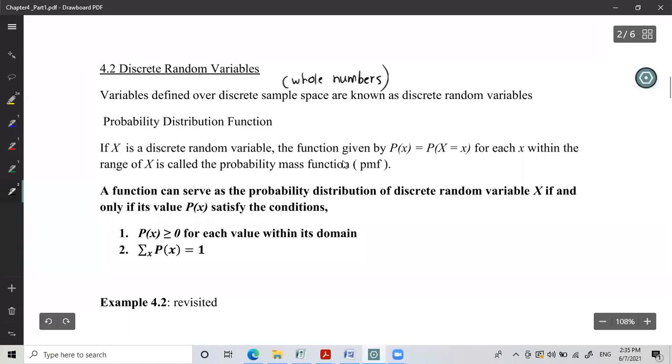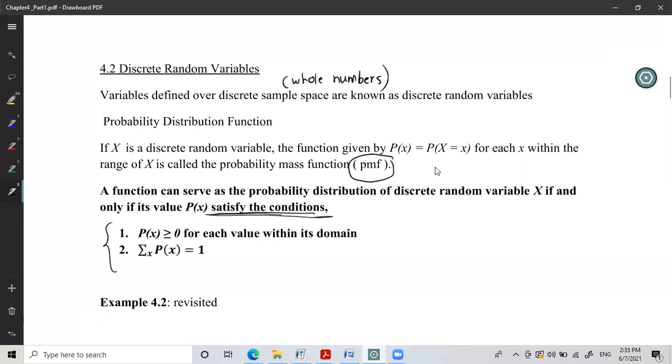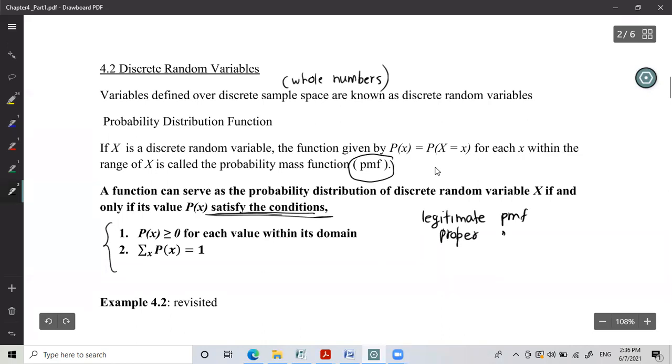Okay. Now, when you prepare this discrete random variable's PMF, here's the probability mass function, there are two conditions that you must satisfy in order for that table to be a proper PMF. So we call it a legitimate PMF or proper PMF. Because you can prepare tables like that, but only if these two conditions are satisfied, then we say it is the PMF of X.